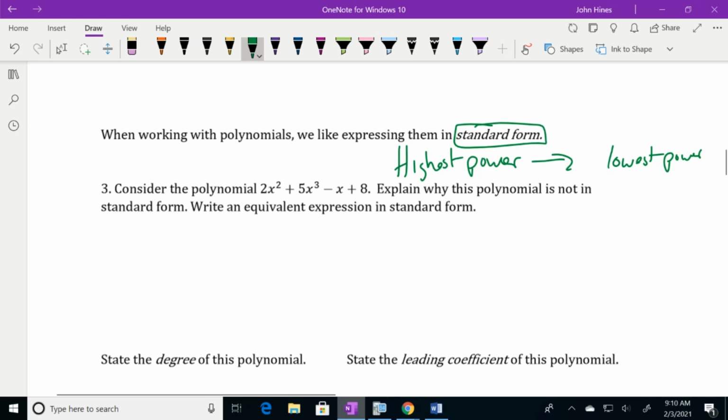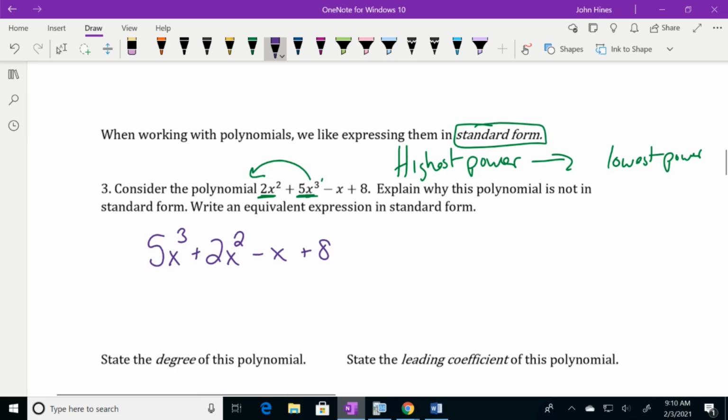We write our exponents in decreasing order. So consider this polynomial. Explain why it's not in standard form. Well, it's 2x squared, 5x to the third. This guy's got to be all the way in the front, minus x plus 8. So if I was to rewrite this, I need that 5x to the third out front, plus 2x squared, minus x plus 8.